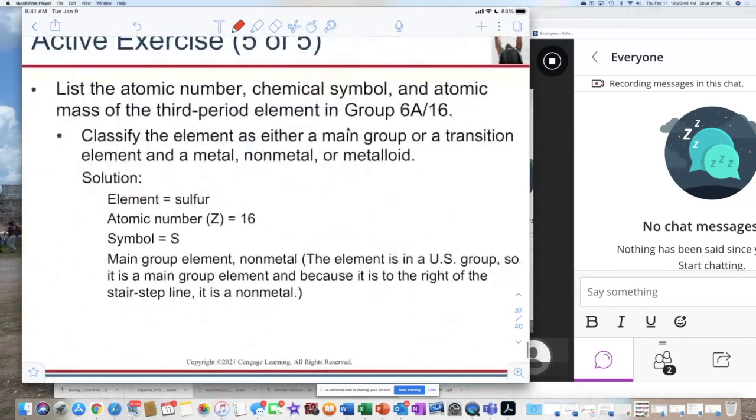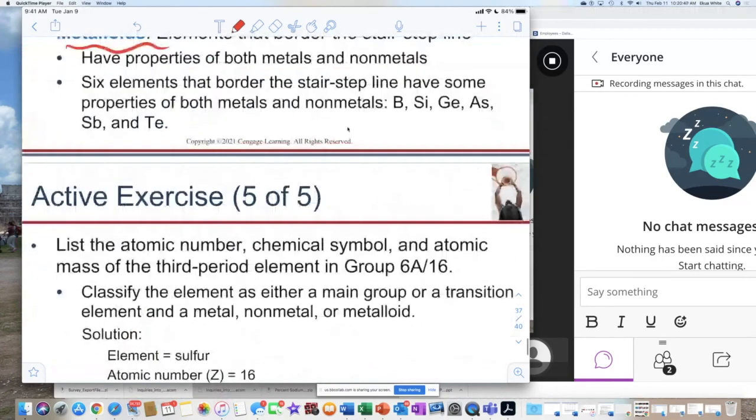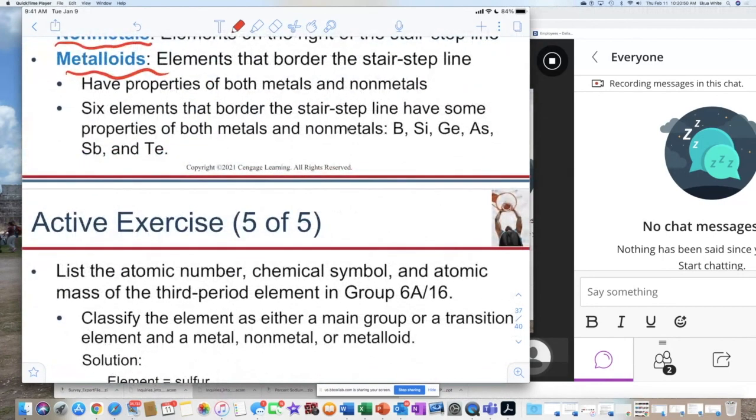Okay, so once again, before we get to the homework, they list the elements here that are on the stair-step line. So they're right here. You have boron, silicon, germanium, astatine, antimony, tellurium. These are the elements that tend to be very close to that border that have both behaviors, and so these are very precious to scientists and industry.